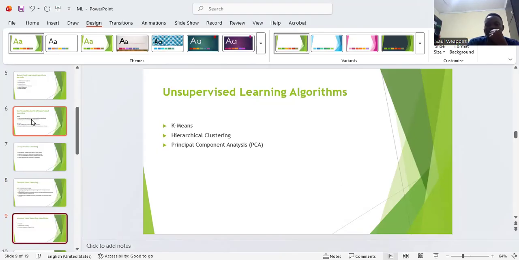Some of the algorithms here are the K-means algorithm, which is used in clustering, and hierarchical clustering. We also have principal component analysis, in short known as PCA.